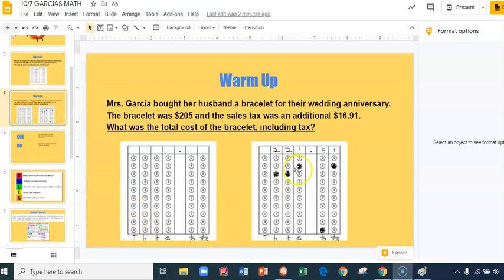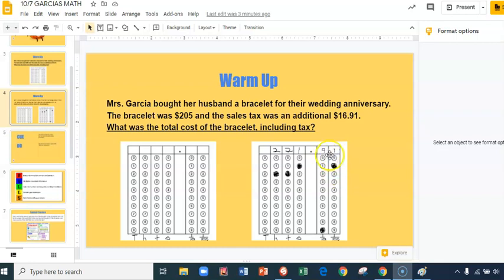So where are we going to put our $221.91? Well, obviously the 91 cents is going to go to the right of the decimal. This is 9 tenths or 9 dimes. This is 1/100th. This is 1 penny.